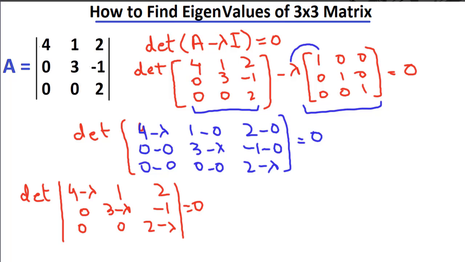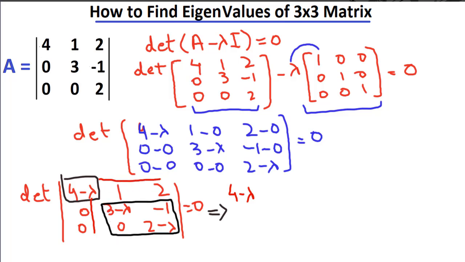Now let's see the next one. The determinant will be, the easiest method is what we have to do. First we will take this entry. I'll write 4 minus lambda, and then I will delete this column and this row, and I will take these 4 elements and take their determinant, that is 2 into 2. So I'll write here 3 minus lambda, minus 1, 0, and 2 minus lambda.